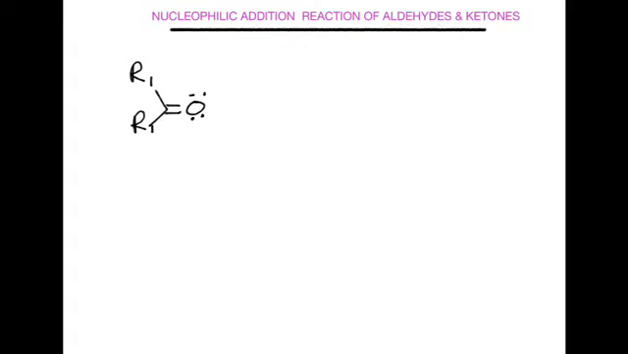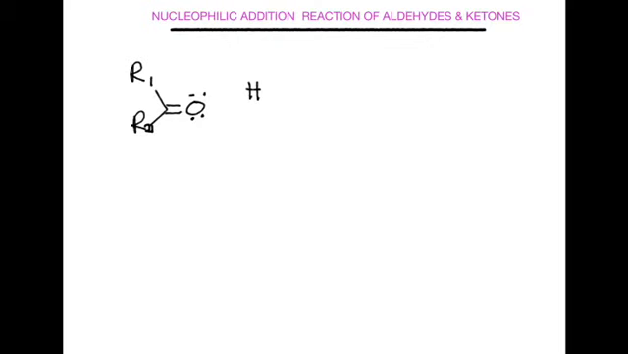And we know that in aldehydes, either R1 or R2 is a hydrogen. If it is a hydrogen, then we know that it is an aldehyde. But if both R1 and R2 are alkyl groups or aryl groups, then we know that it is a ketone.